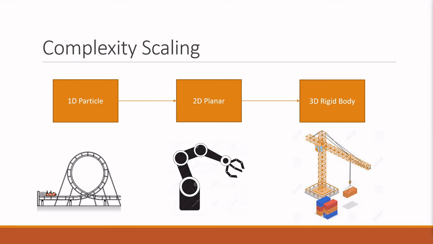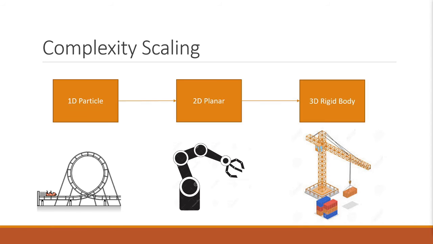So this would be an example of a 1D particle, assuming that you don't care about the motion of the wheels or the motion of any of the people on the cart relative to the cart itself. If you were solving for this, you would probably be looking for the force on the cart from the track, in which case this would be a great example of a 1D particle.